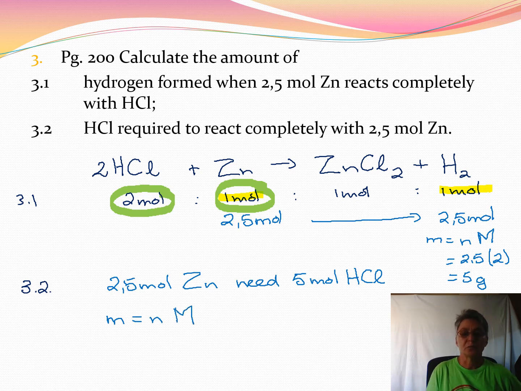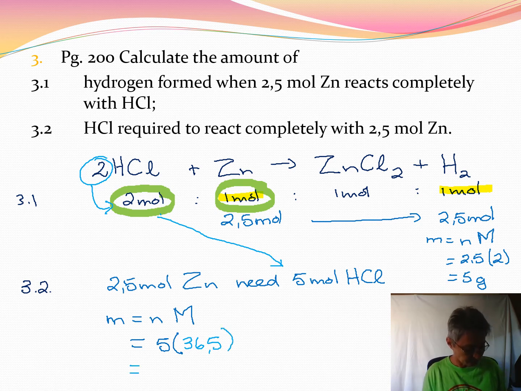So I misinterpreted their equation. They're not with masses yet. So 5 times the molar mass. You have already used this 2 when you calculated the 5. So it's only the molar mass of HCl, which is 36.5. So 5 times 36.5 would be 182.5 grams.